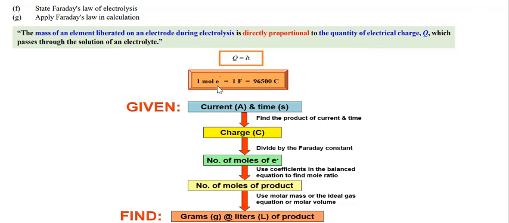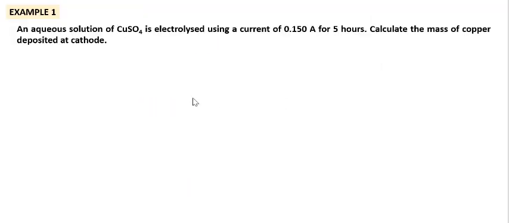In 1 mole of electrons, there is 1 Faraday, and 96,500 coulomb. This is what we call the Faraday constant. Let's have a look at an example to solve the problems relating to Faraday's law. In example 1, we have an aqueous solution of copper sulfate electrolyzed using a current of 0.150 ampere for 5 hours.